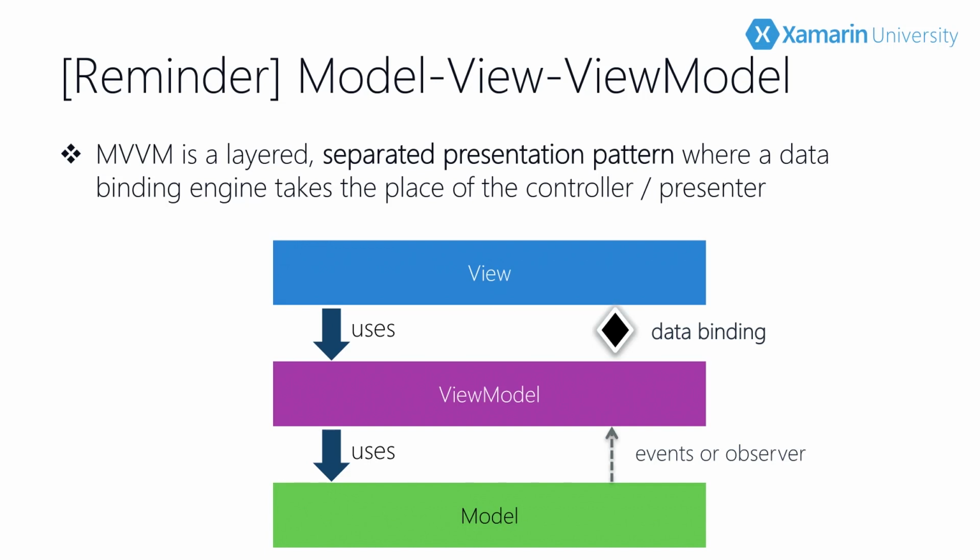MVVM has three layers. There is the model, which is your data or your entities or your business logic, the view, which is the presentation on the screen, and the view model, which sits between the model and the view. And this pattern is deliberately layered. The view model knows about the model, and the view knows about the view model, but the view model should not know about the view, and the model should not depend on the view model.